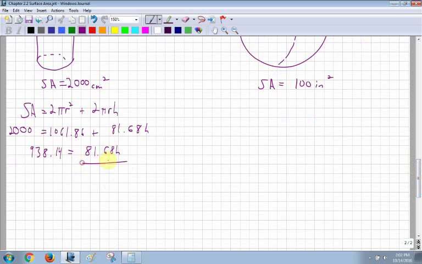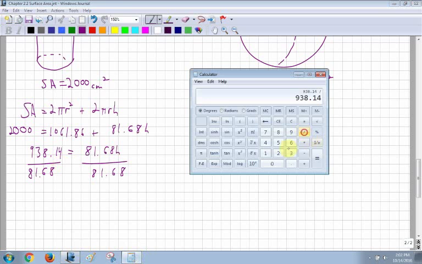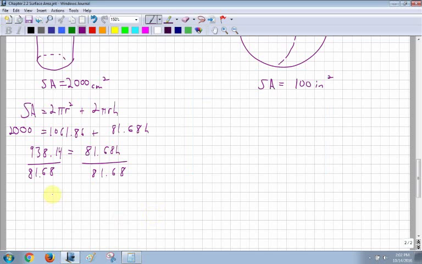And all I have to do is divide both sides by my value in front of my variable. 938.14 divided by 81.68 is 11.49, and that would be in centimeters. And that's equal to my height.